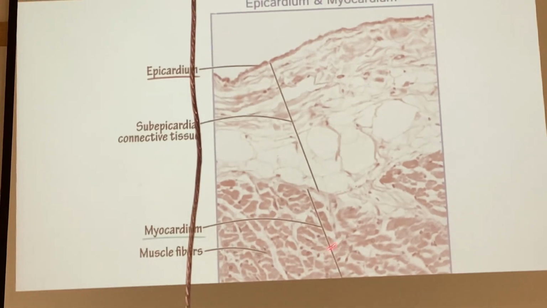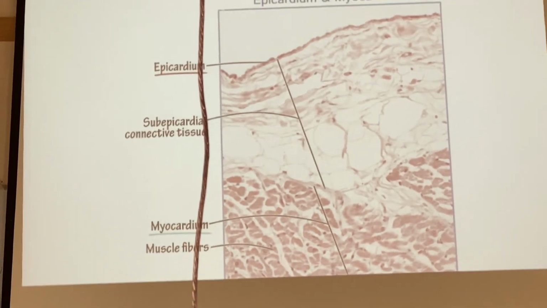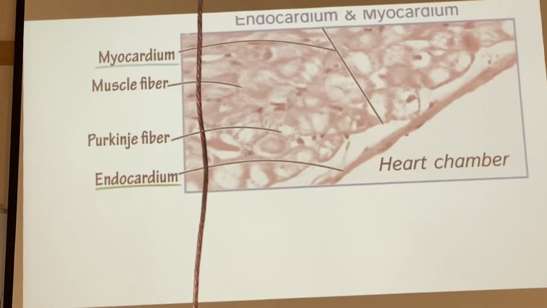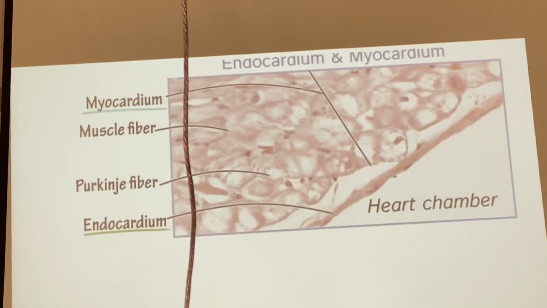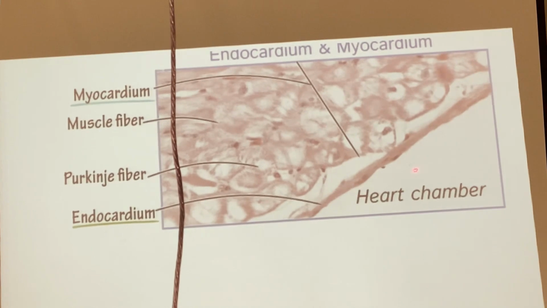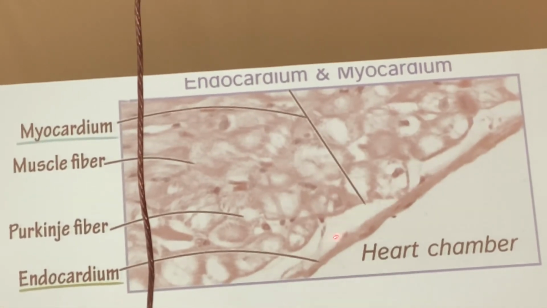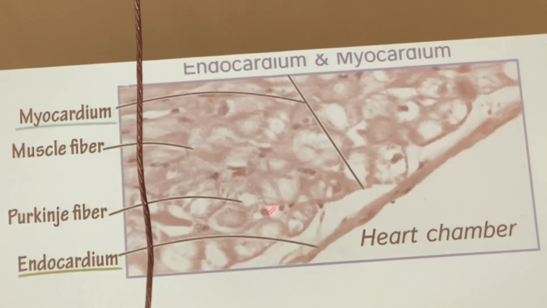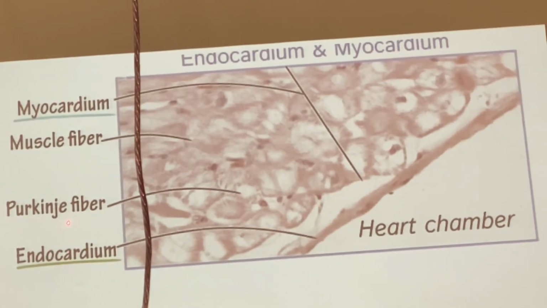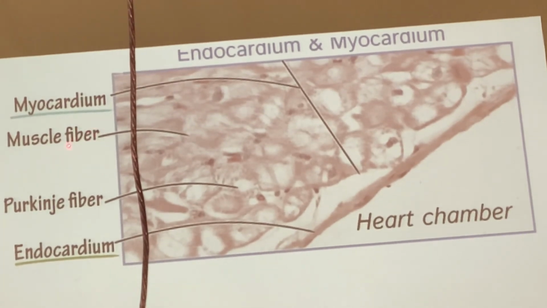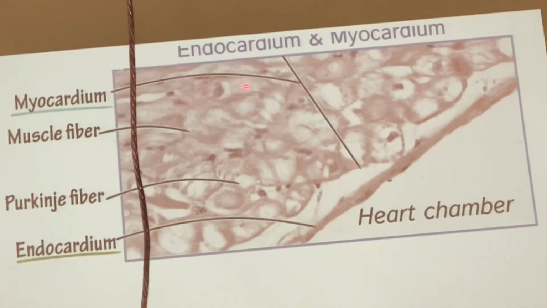And this area is the myocardium. We know the characteristic features of the myocardium. This is the heart chamber. This is endocardium. This is the subendocardial area containing Purkinje fibers. And these are the muscle fibers in the myocardium.